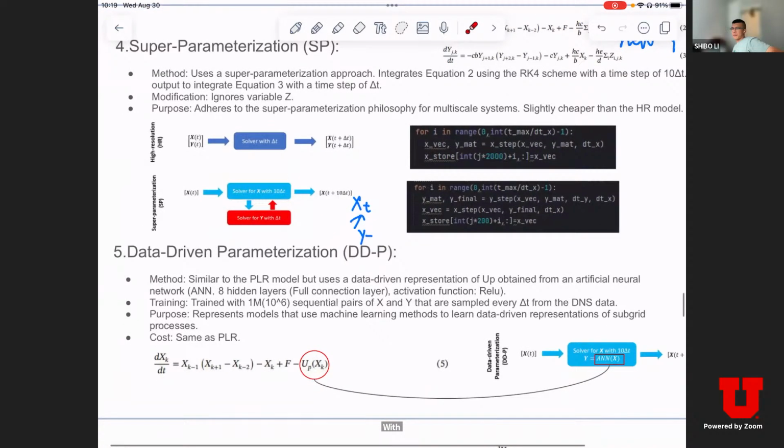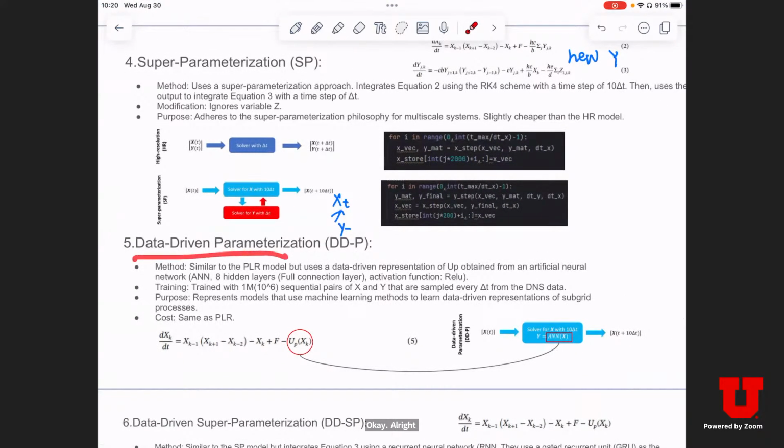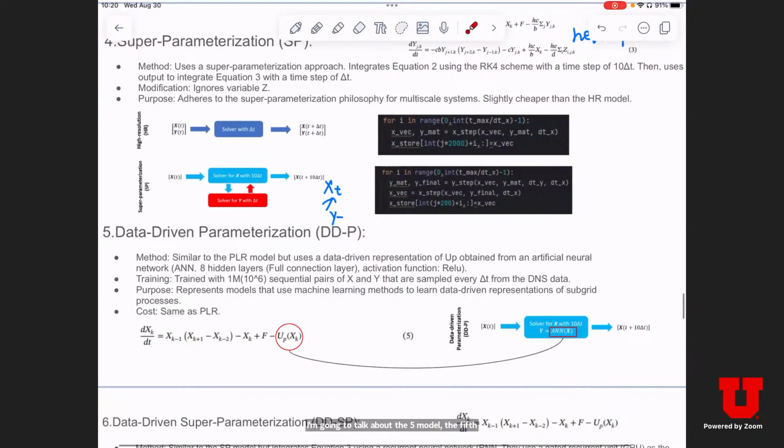It's interesting. All right, I'm going to talk about the fifth model, the data-driven parameterizations. We have already seen these equations from the PLR model, but in this model, this term is computed by the ANN method.